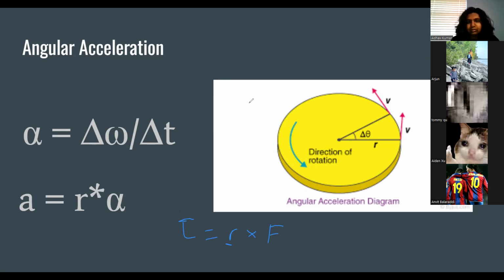Our next thing is moment of inertia. Moment of inertia we denote with the capital I. And this is our rotational analog for mass, right? So if torque is like a rotational version of force, moment of inertia, also called rotational inertia, is basically a rotational version of mass. It's what it says, rotational inertia.